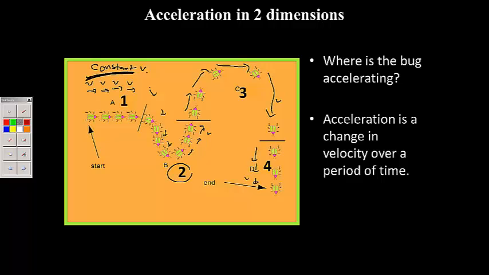The velocity vector changes in 2, 3, and 4. It changes direction in 2, it changes direction and length in 3, and it changes length in 4. So the bug is accelerating in 2, 3, and 4.